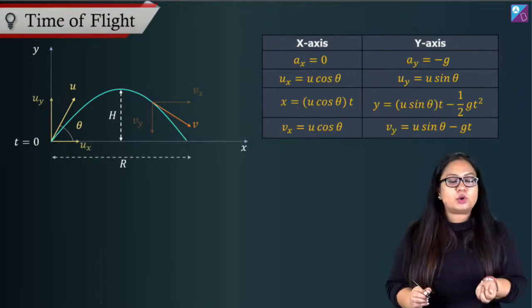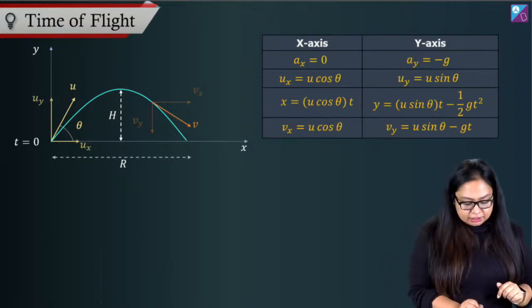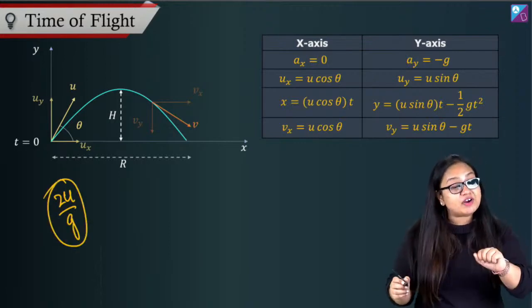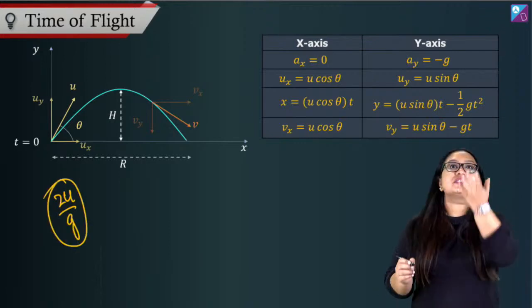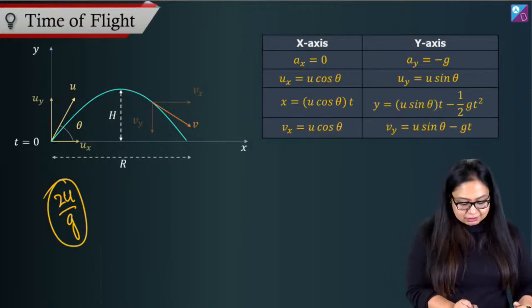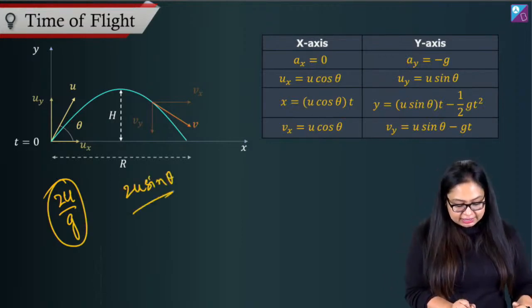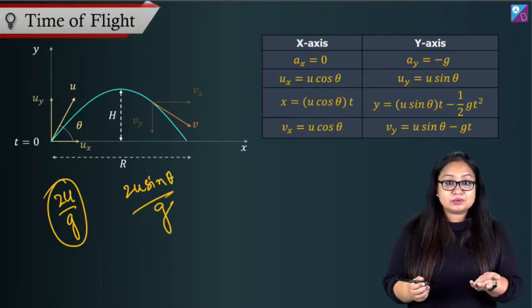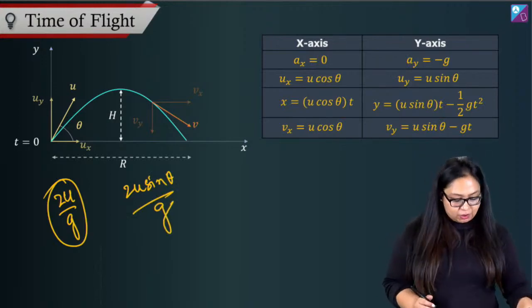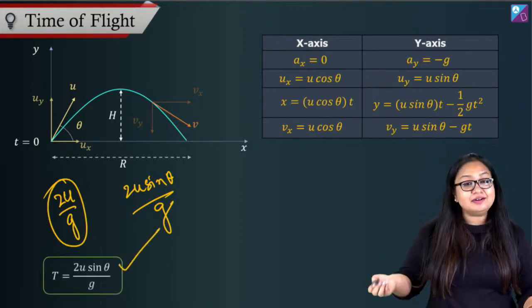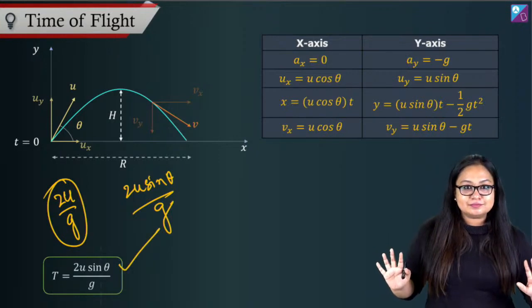If I take a ball, throw it up with u, it's going to take 2u by g to come back down. So now if I take a ball and throw it up with u sin theta, how long will it take? Yes, 2u sin theta by g, right? Instead of u, I'm throwing it up with u sin theta now. That's it. There we go. That is our time of flight, right? Time of flight for a projectile, 2u sin theta by g.